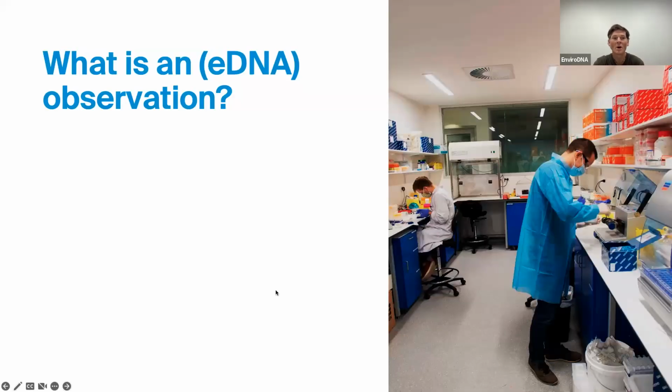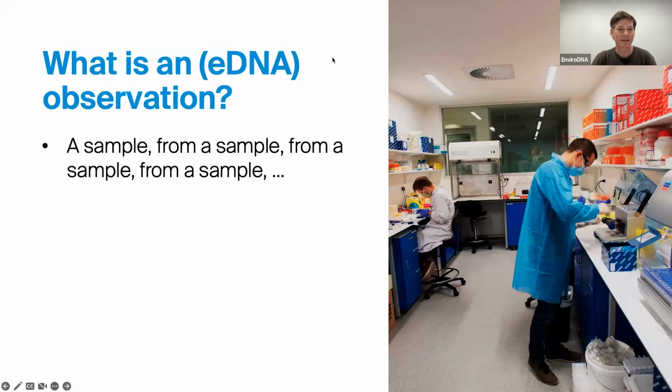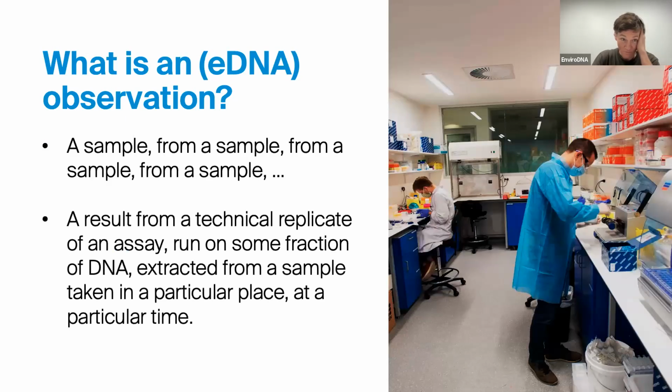So what is an eDNA observation and how does it differ from other observations? Well, really it's a sample from a sample from a sample from a sample, and there may be other levels of variation there. Alternatively, that's a result from a technical replicate of an assay run on some amount of DNA from a larger extraction that you have taken from a sample in a particular place at a particular time, right? So this can be a bit scary, although many of these things are common to any observational technique. Throwing a net in a river is taking a sample, and it is not a presence-absence result. It is a detection, non-detection result.